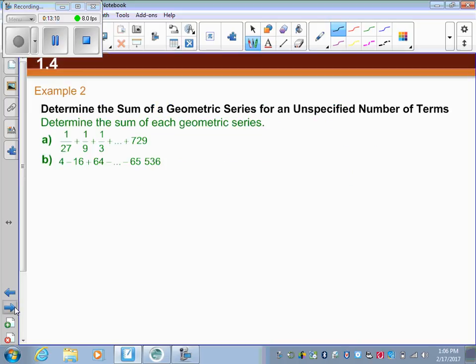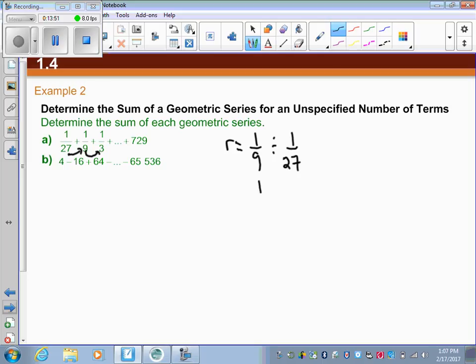Determine the sum of a geometric series for an unspecified number of terms. Okay, lots of fractions in this one as well. Now notice in this one it gives us the Tn, but it just says dot dot dot to the Tn. We don't know how many terms there are. So we are able to figure out the R. But again, you're going to have to know some fractions in order to figure it out. Remember, to find R, I'm going to do the second term divided by the first.